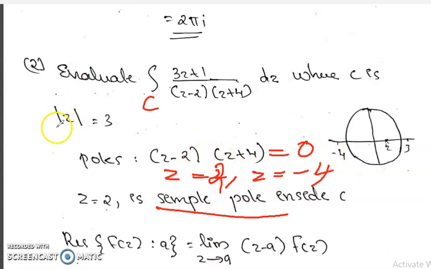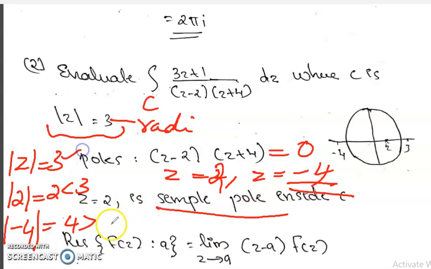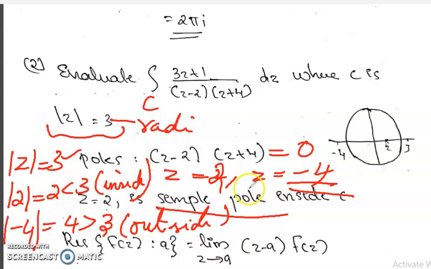Now whether it lies inside: this is a circle, mod z is equal to 3. When z is 2, mod 2 is 2, which is less than 3. 3 is the radius. Less than radius means lies inside. Again take the modulus of minus 4, the positive value 4, which is greater than the radius. When it is greater than the radius, it lies outside. So 2 lies inside, minus 4 lies outside.